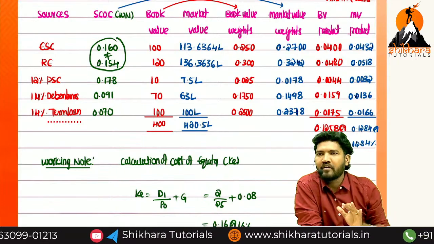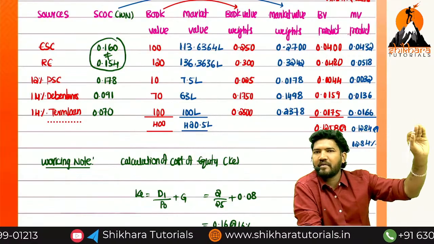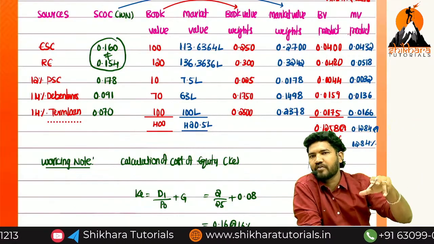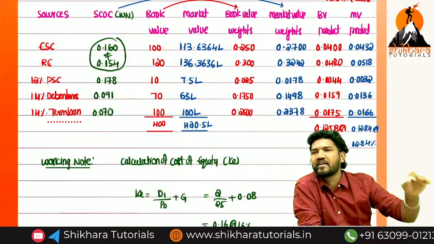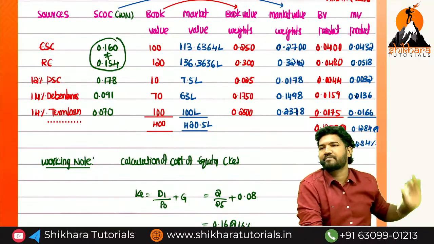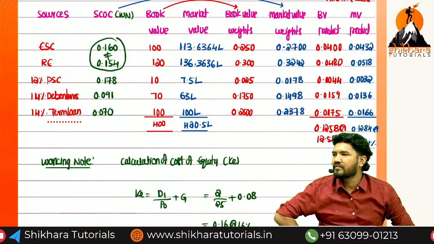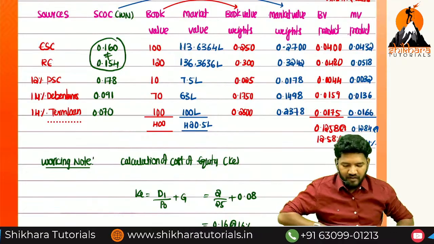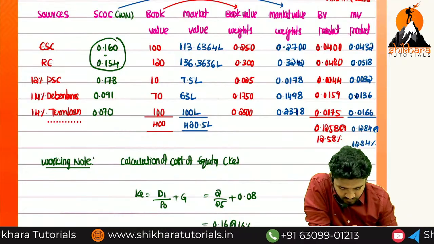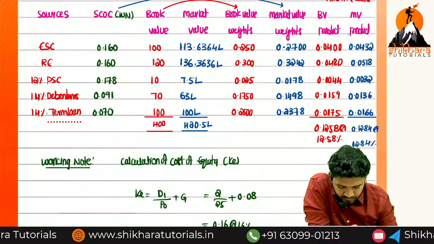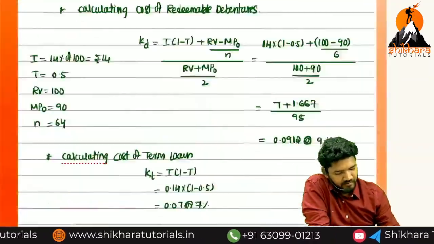So in my point of view, market value of equity we need to split into market value of equity share capital and market value of retained earnings, if there is a retained earnings concept. Hope you guys are clear? Are you clear now? Then fine. Now solve the problem number.